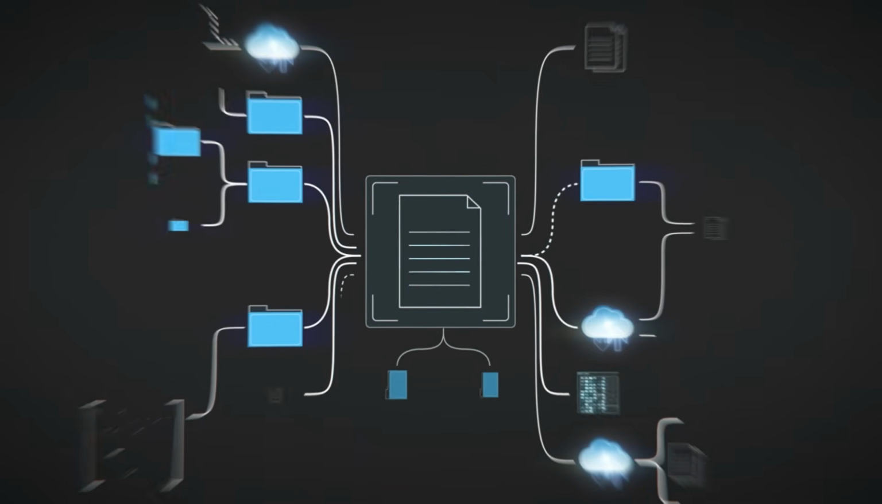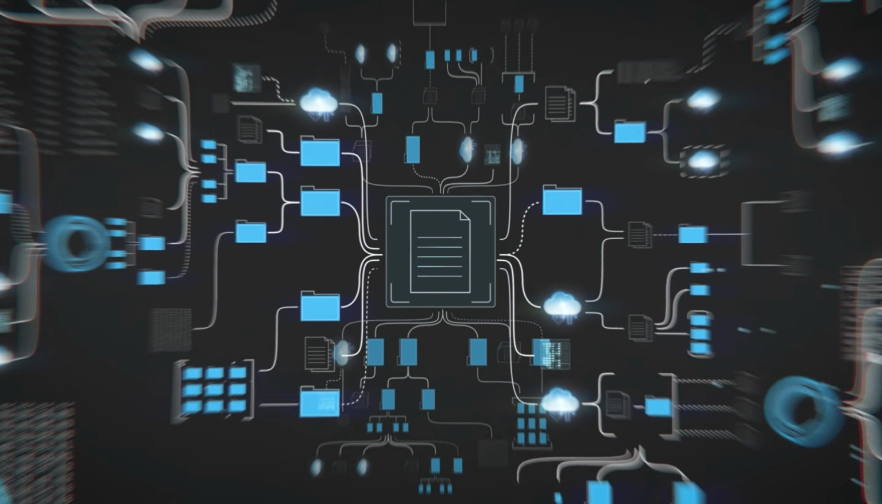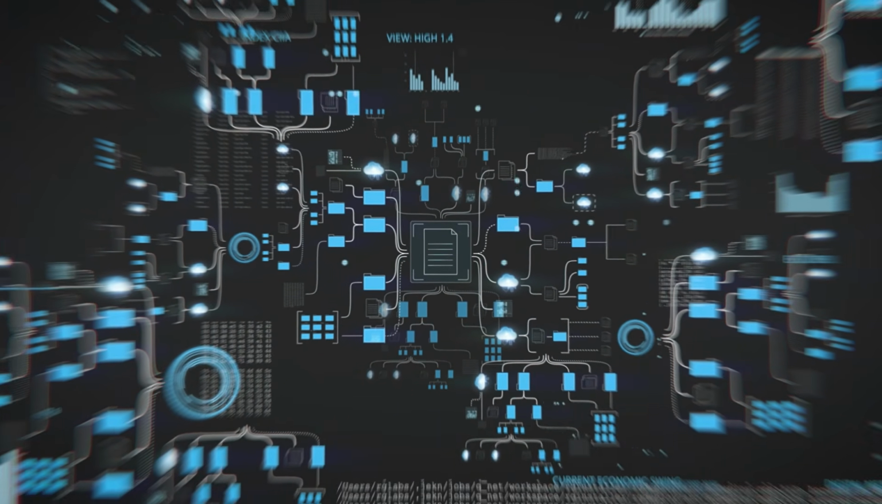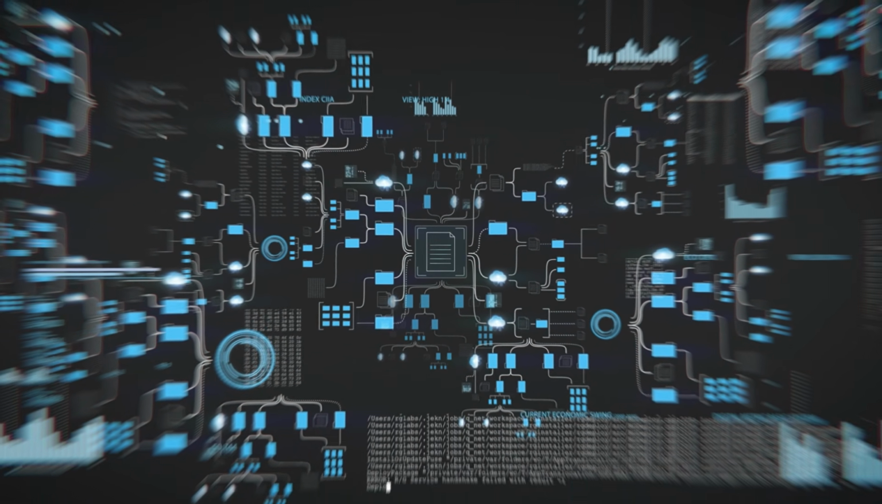At the end of the day, RAG turns AI from something that guesses into something that actually knows where to look. And that one shift is what makes modern AI systems so much more useful in the real world.